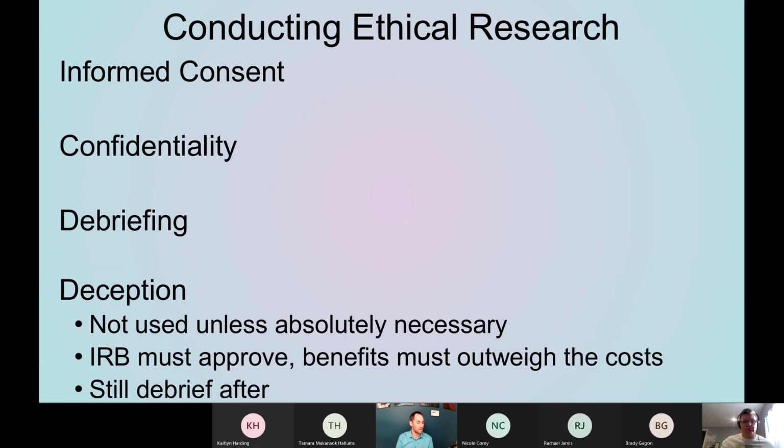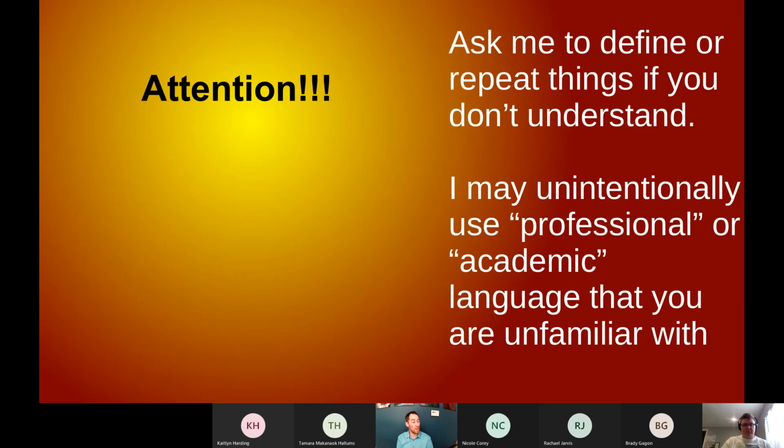And then deceptions, basically try not to use it unless you absolutely have to. And then make sure the IRB does approve it as well. So that is chapter 1.